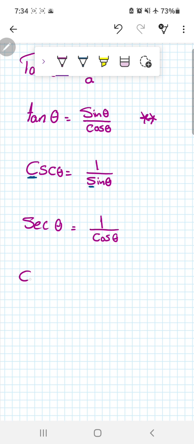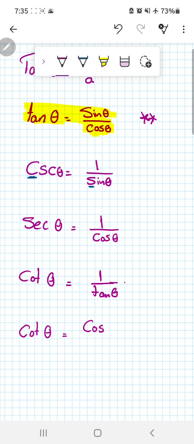And finally we talk about cotan, which is the reciprocal of tan. We said tan equals sine theta over cosine theta. It means cotan theta equals the reciprocal: exchange, make the numerator the denominator and the denominator the numerator. So cotan theta equals cosine theta over sine theta.